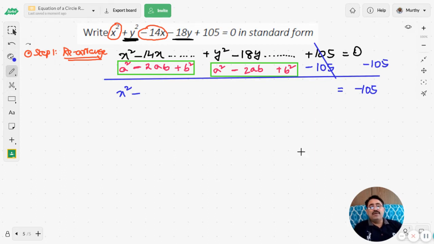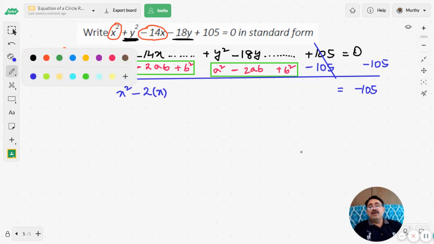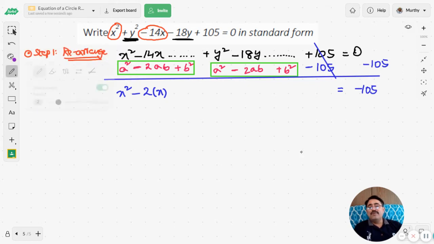Okay, x square minus 2 times, see, if x square is a square, what is the value of a means you can guess. That's going to be x, right? I repeat, you observe carefully that a square equals to x square. Therefore, what is going to be a means that's going to be x, right? Now, what is b value means? I don't know, because here it is blank, right?